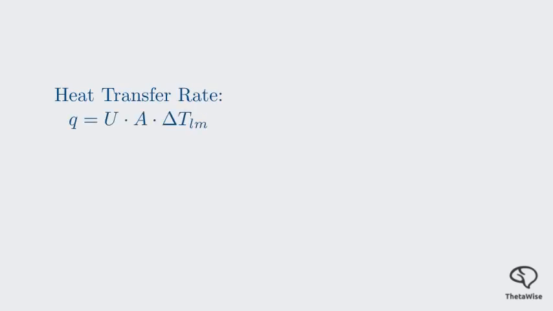Once we have calculated the LMTD, we can find the total heat transfer rate. The heat transfer rate Q is simply U times A times the LMTD. This powerful method allows us to analyze heat exchanger performance by converting a variable temperature difference into a single representative average value. Let's apply the LMTD method to a real-world problem.